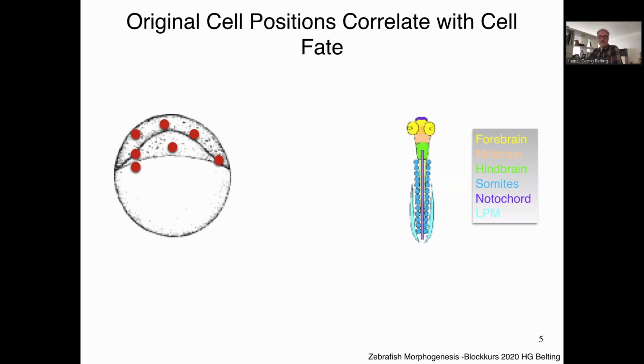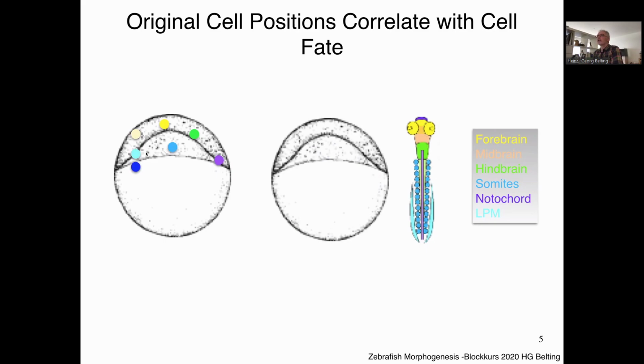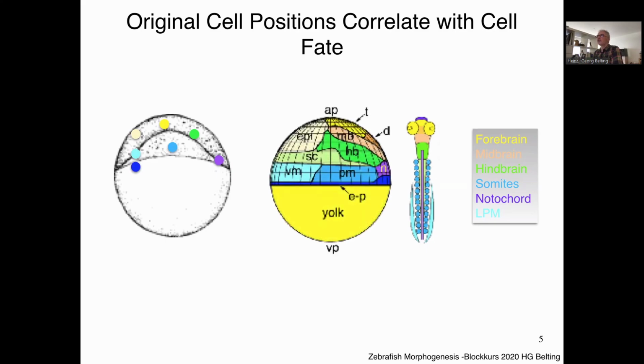And then you find that cells here end up in the brain, in the midbrain, or they become epidermis actually. And oops, this is moving too fast here. Something went wrong, never mind. So when you take a cell from here, it will end up in the hindbrain. A cell here will be in the forebrain. Cells that are here are becoming somites. Cells here become notochord, and so on.